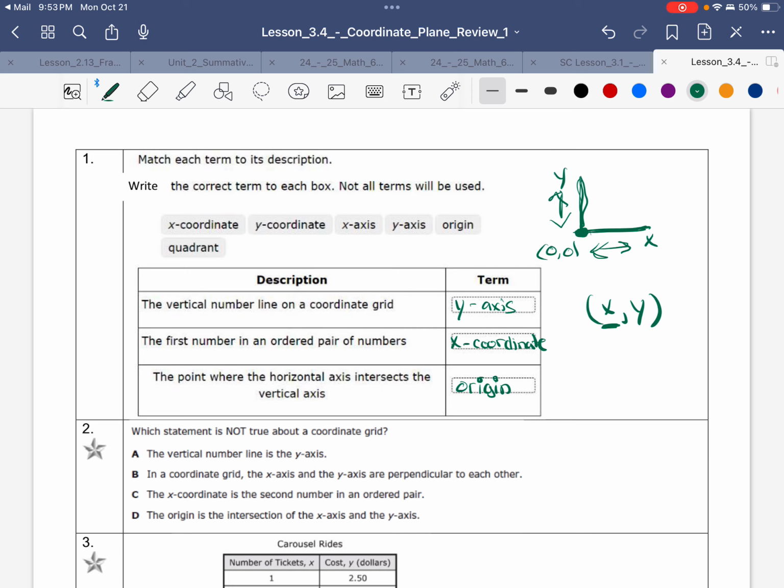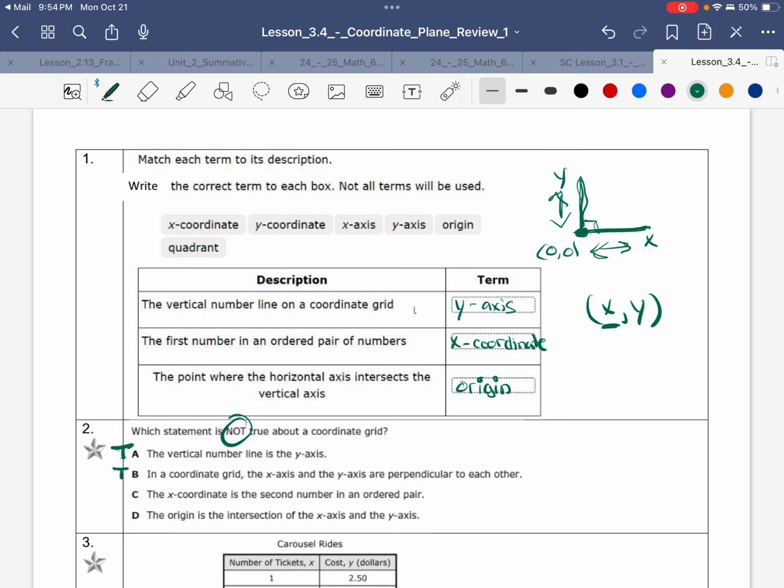There you go. Number 2, which statement is not true about the coordinate grid? Which statement is, again, not true about the coordinate grid? The vertical number line is the y-axis. We just said this was the y-axis up here at number 1, so we know that this one is true. In a coordinate grid, the x-axis and the y-axis are perpendicular to each other. We also know this is true. We read that in our definitions. Perpendicular means that they make a 90-degree angle, like a square.